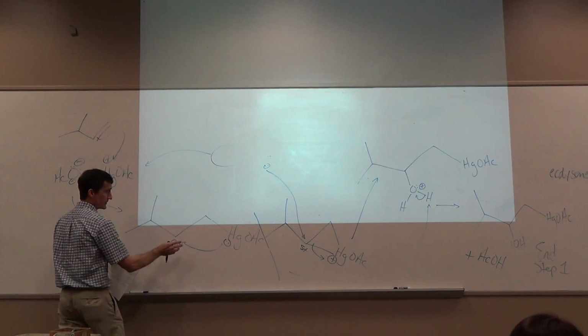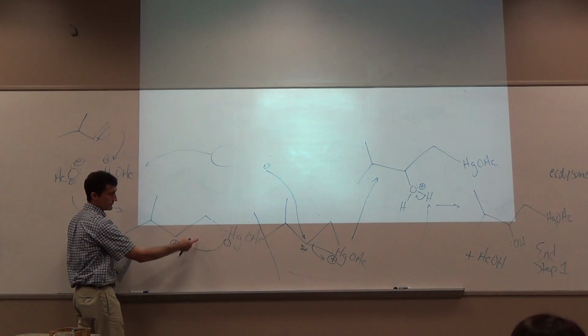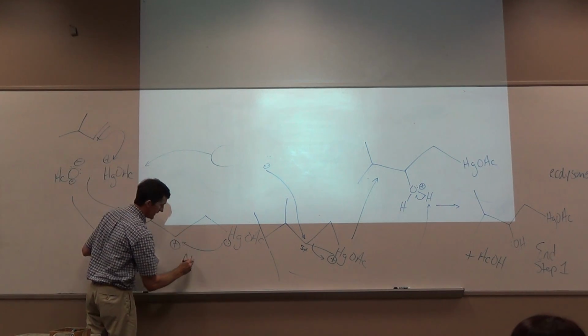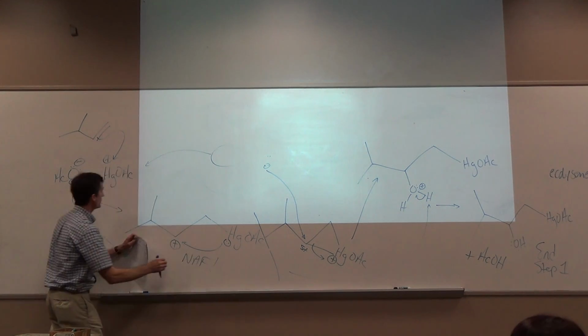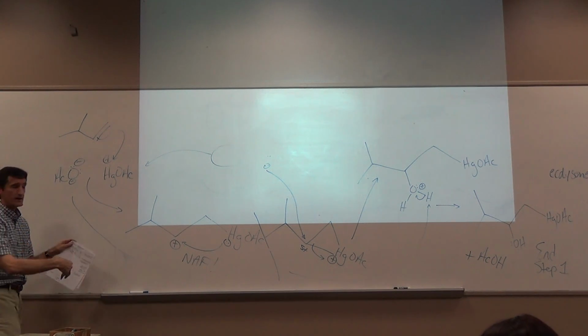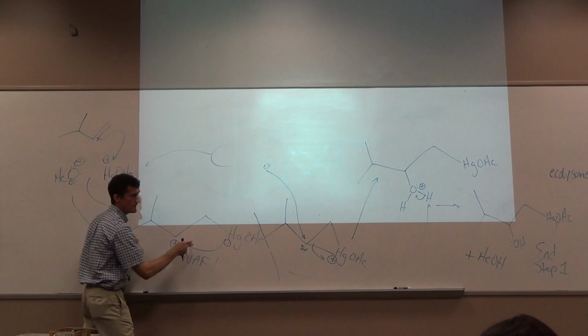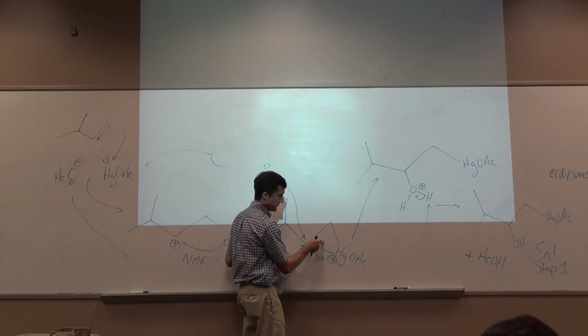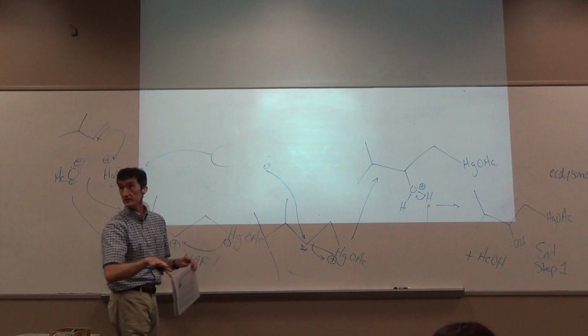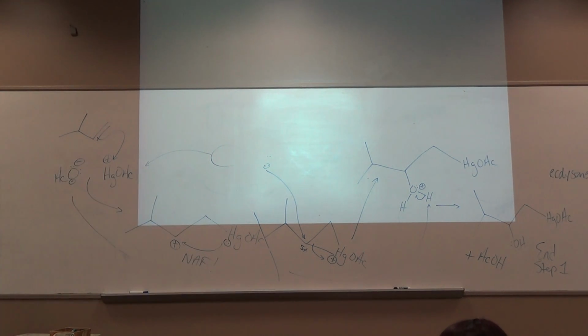Pi bond attacks mercury. Back bond. Hey, what do we have to put right here? Do you think this is really an intermediate? No, that's not. Because as soon as the pi bond attacks mercury, what's the mercury doing? Back bonding. It's happening concertedly at the same time. This is our first intermediate, mercuronium ion. Water attacks it just like a bromonium ion to give like a halohydrin. That's in step one.